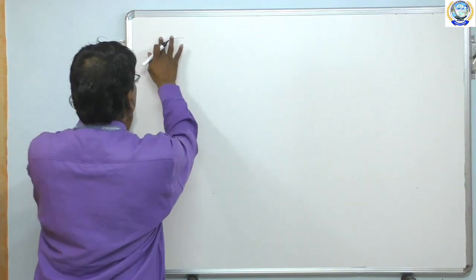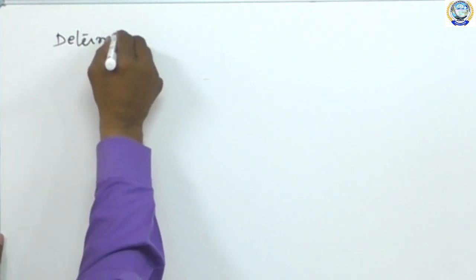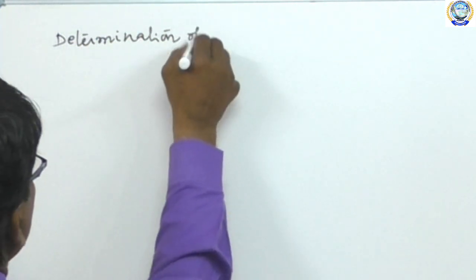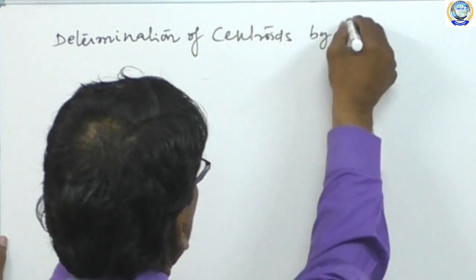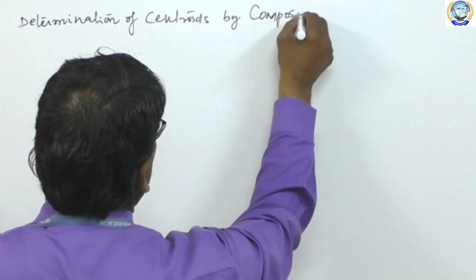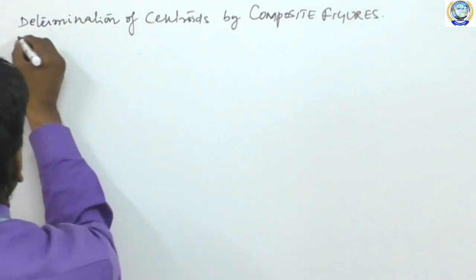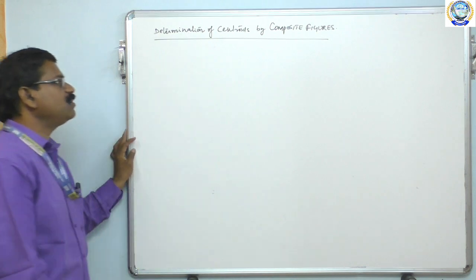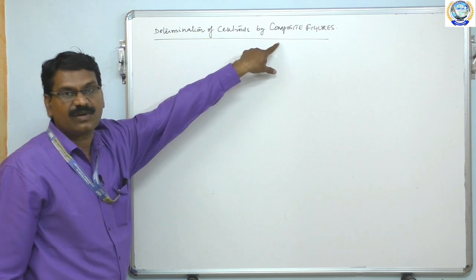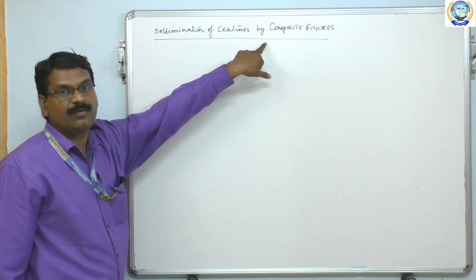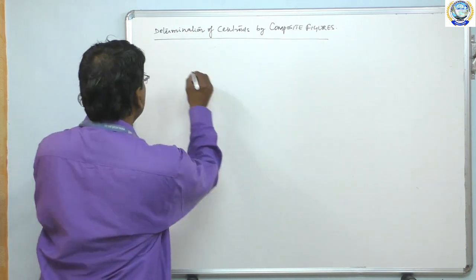The second parameter is determination of centroids by composite figures. This is the second category. The first category is determination of centroids by simple figures, and the second category is determination of centroids by composite figures. To find the determination of centroid by composite figures, we have specific formulas for simple figures. Let us see this.